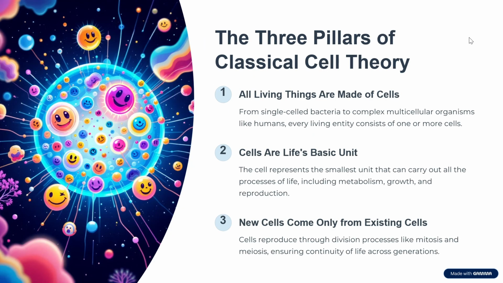So there were three rules, three pillars of classic cell theory. What are those? All living things are made up of cells, from a tiny bacteria to a complex organism such as animals, humans, elephants. Everyone is made up of cells, even the plants. The cell is the smallest unit of life. Cells are the basic unit of life.